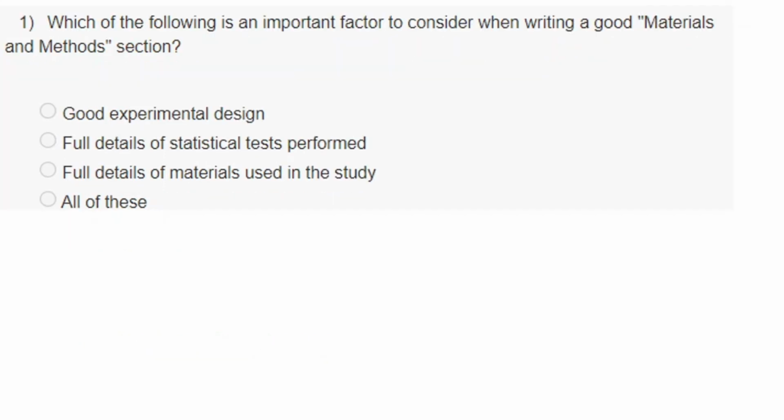So next question: which of the following is an important factor to consider when writing a good materials and methods section? Anybody? All of the above? Correct. All of the above, ma'am. Yeah, correct.